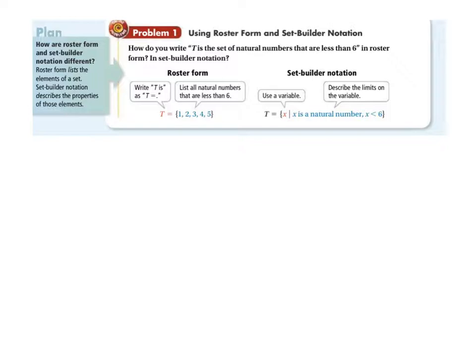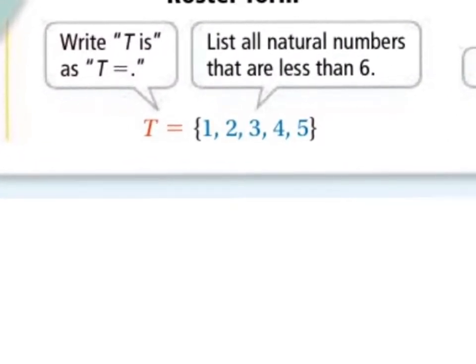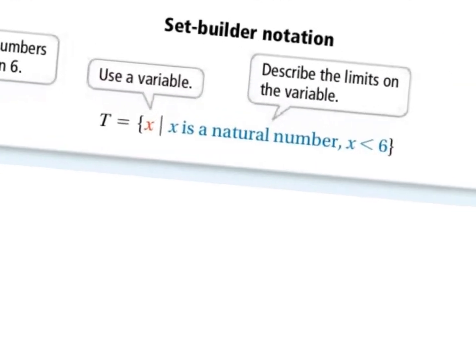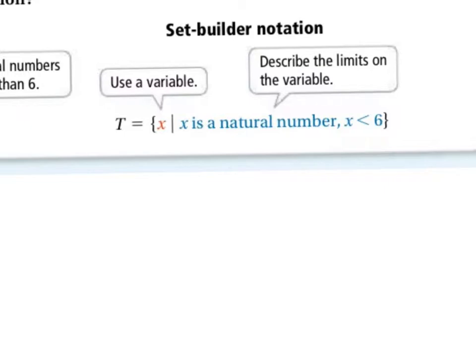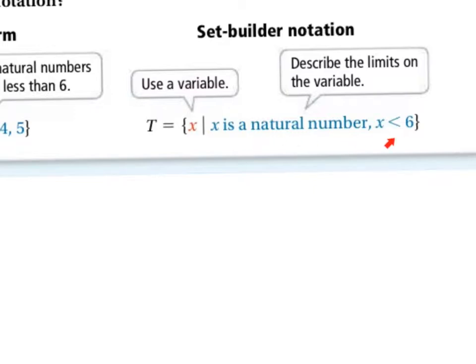So roster form is just when you list them out, right? So you're going to say T equals {1, 2, 3, 4, 5}. Again, all natural numbers less than 6. Set builder notation: T is the set of x such that x is a natural number where x is less than 6. That's it, set builder notation.